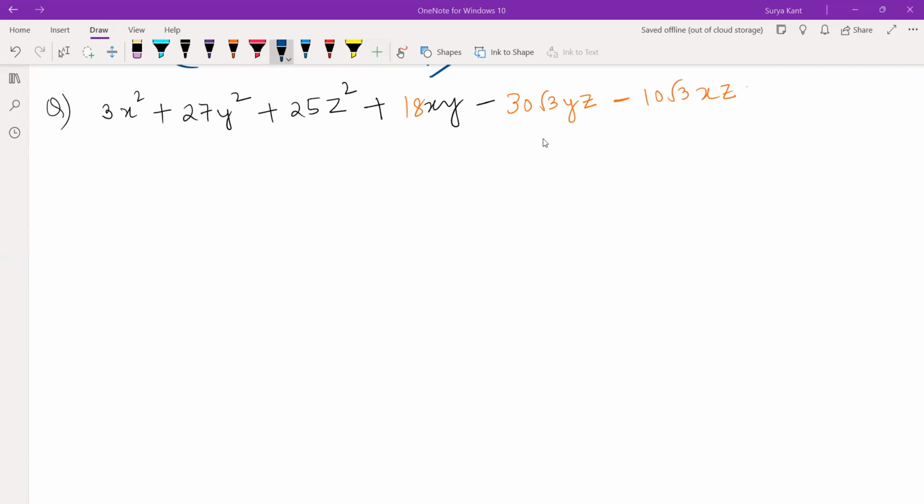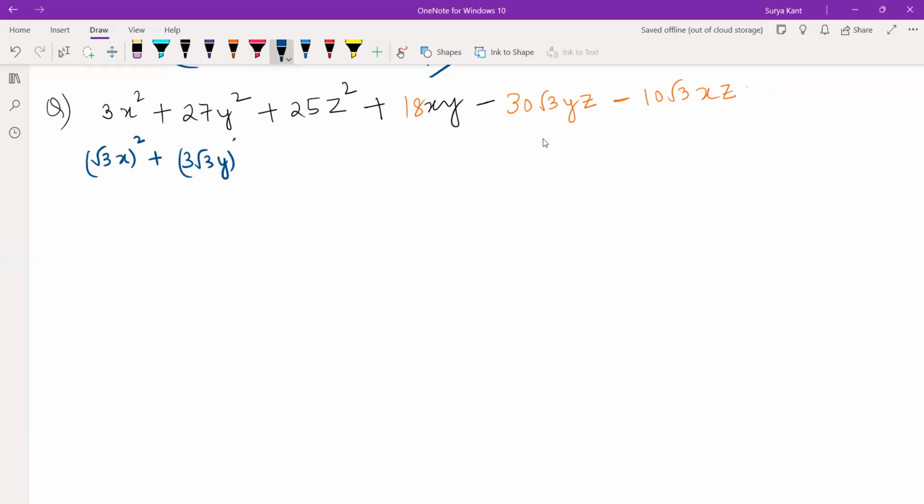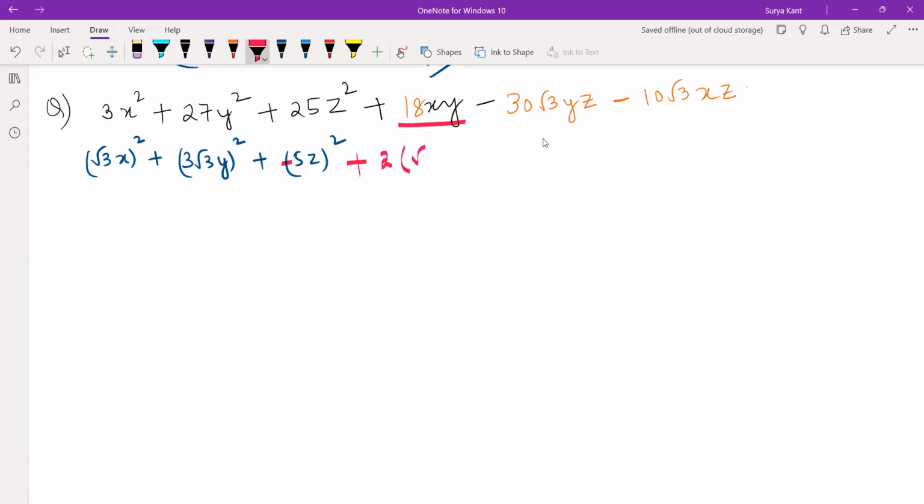See, children, all of you, we can write here root 3x whole square plus 3 root 9, that is 3 root 3y square, and 5z whole square. Which is negative over here? Negative is z. See, x and y are positive, so z is negative. Again, if you want to write, write 2 into root 3x and y is 3 root 3y. If you multiply this, you'll get this one, okay?